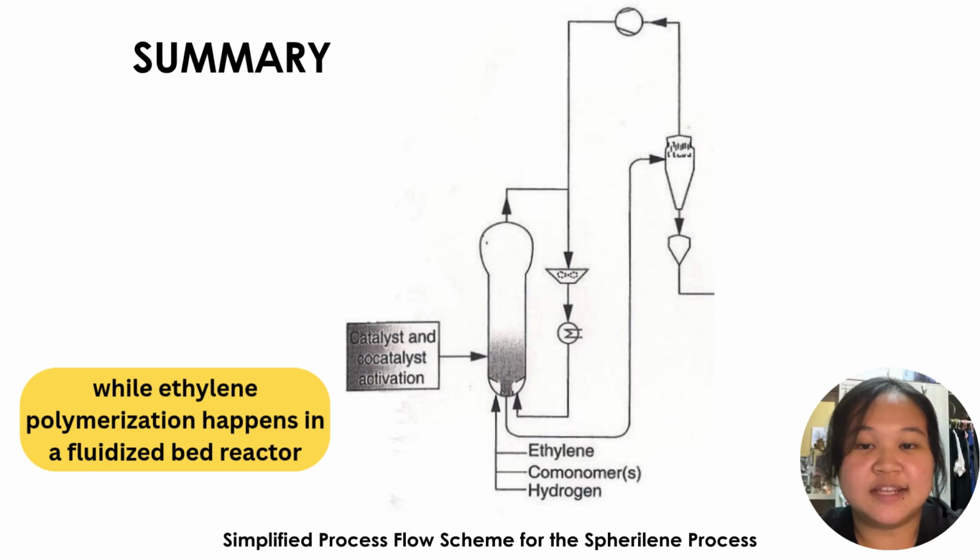To summarize, in this part of the Spherilene process, the gas recirculation loop keeps the reactor temperature and pressure under control, while ethylene polymerization happens in the fluidized bed reactor. This step produces the initial polyethylene powder that will continue to develop in reactor 2.